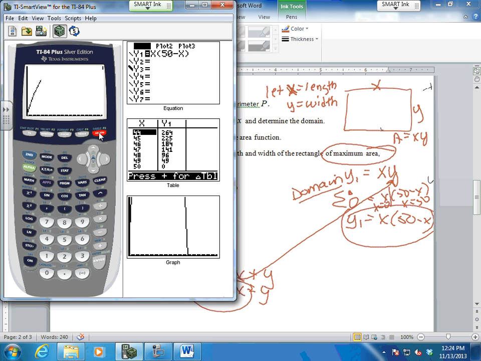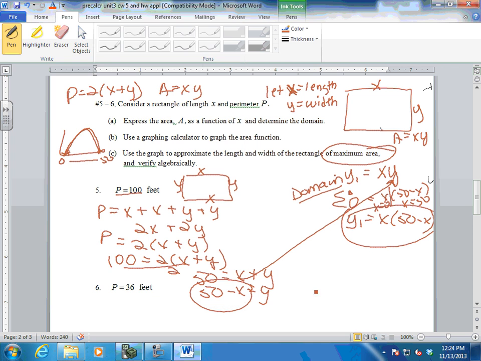Oh, perfect. So now, can you do a maximum on this guy? Yeah, do your maximum and tell me what you get. So let's do a maximum. 25. Now, 25 is my x. What does 625 represent? Area. The area. Good. That's my maximum area.